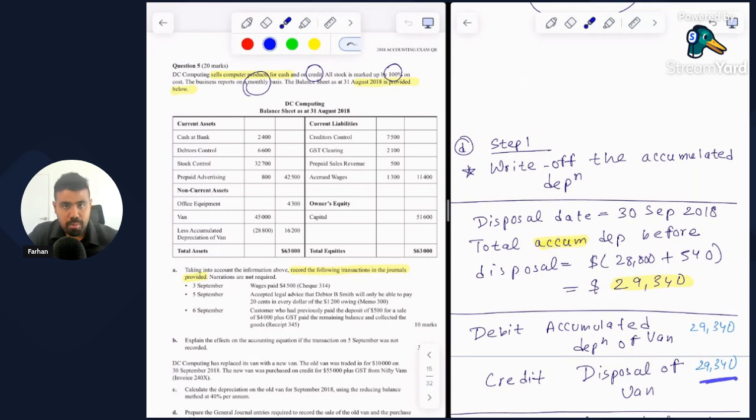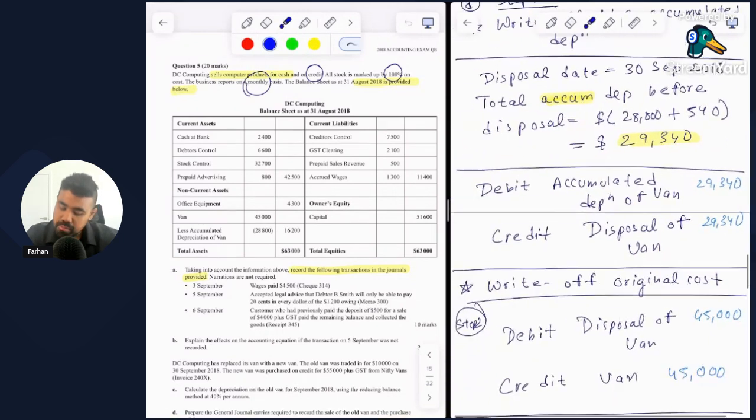So I recommend you memorize these steps. Basically, you start off by removing the accumulated depreciation of the asset that you've disposed. The way to do that is to debit the accumulated depreciation account and to credit the disposal of this asset. Okay? All right. So now that is done, let's move to the next step.